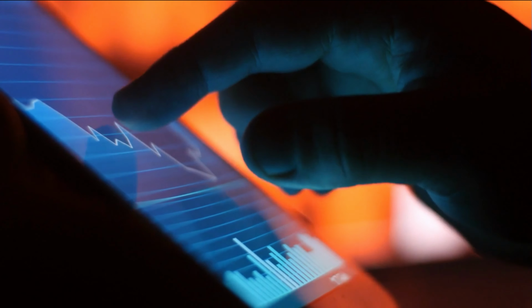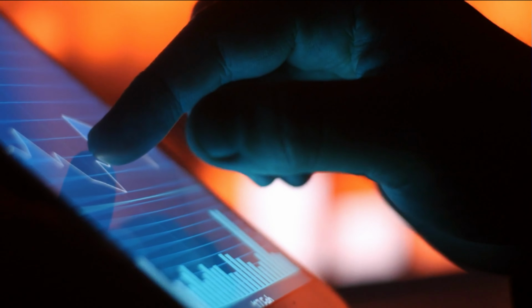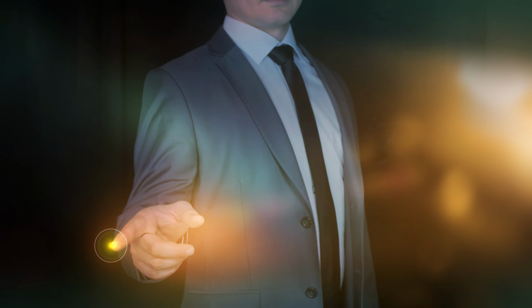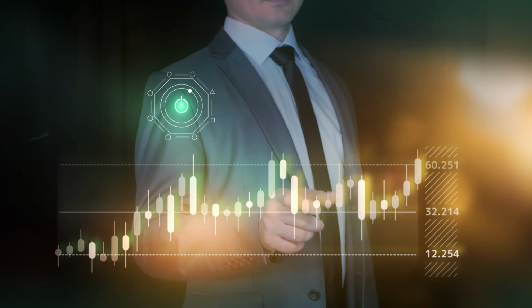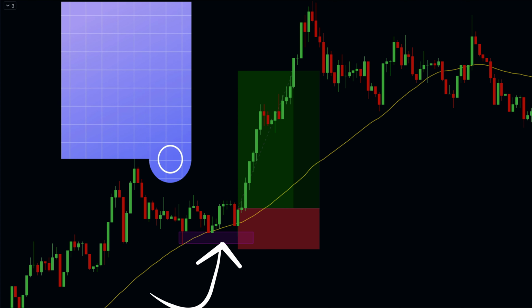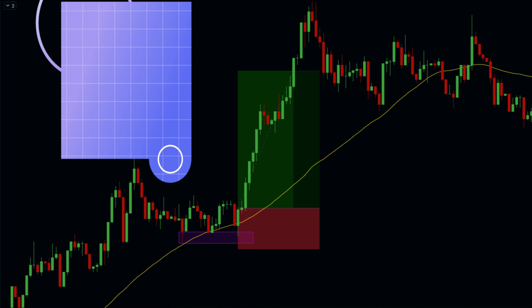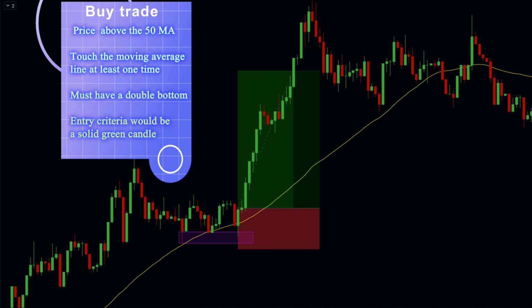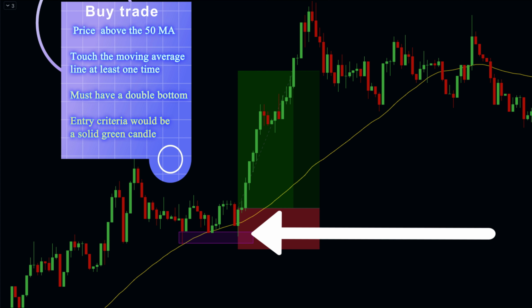These factors will be covered now, so you can get a proven strategy you can implement into your own trading, that you can backtest to see if this strategy suits you. In this example for a buy trade, price needs to be above the 50 moving average and reach the moving average line at least one time. This is the area of value we look for in a buy trade. In this area, we must have a double bottom like this one here.